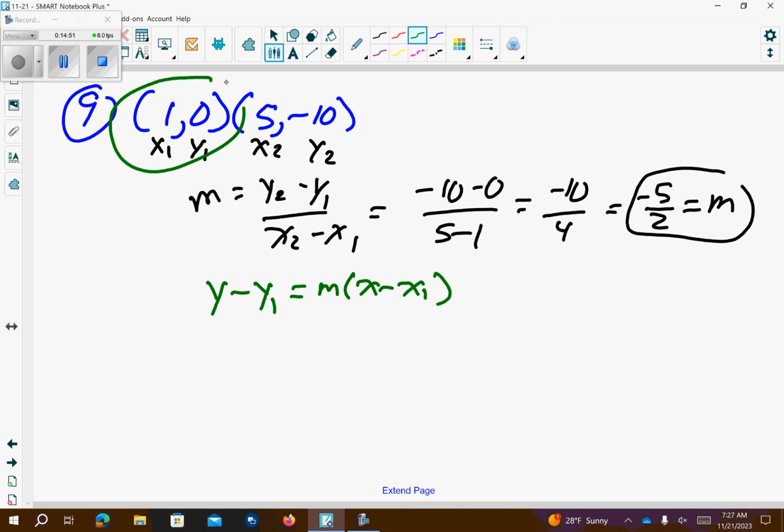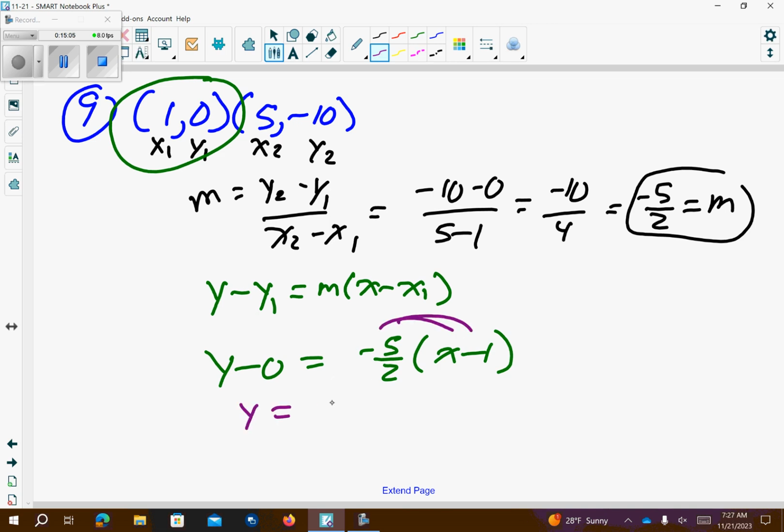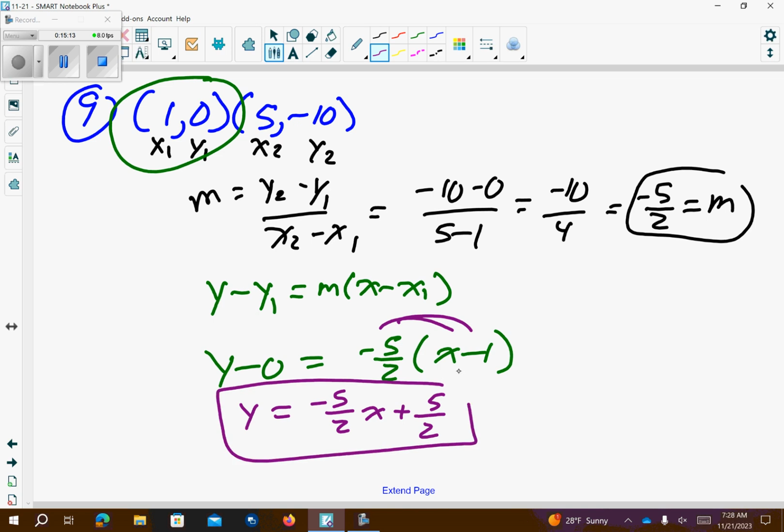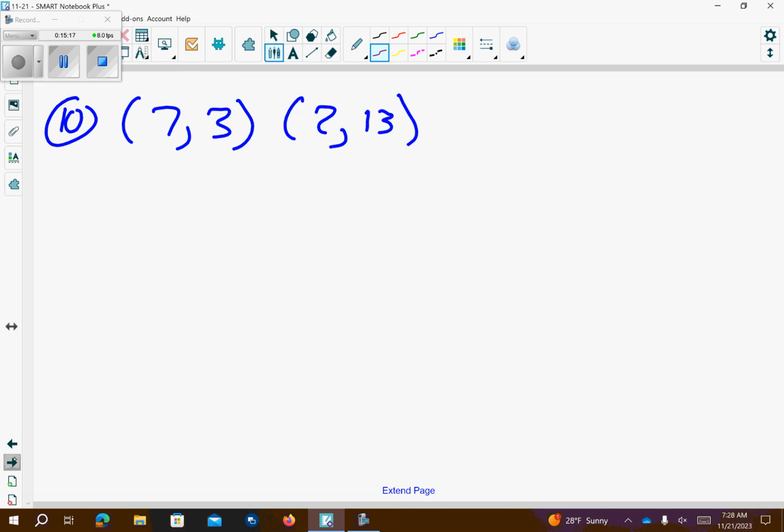I'm going to use my point slope. This is x1 and y1. That's how I have it labeled. So I'm going to get y minus 0 equals negative 5 over 2, x minus 1. Well, y minus 0 is just y. Distribute this over, so negative 5 halves times x, negative 5 halves x. Negative times negative is positive. 5 halves times 1 is 5 halves. That would not be a nice one to graph. Okay, x1, y1.